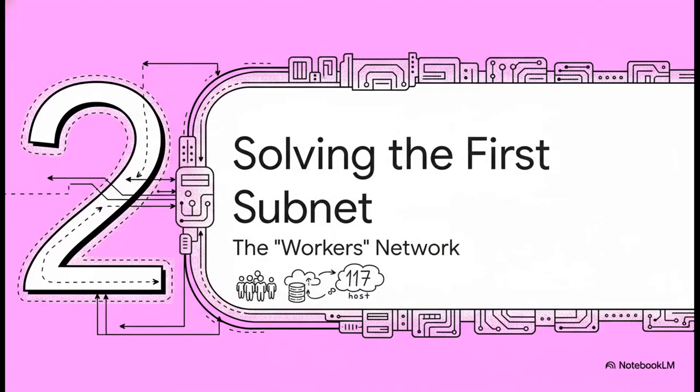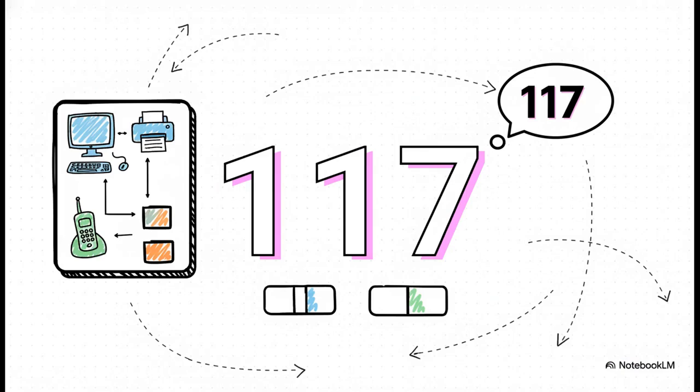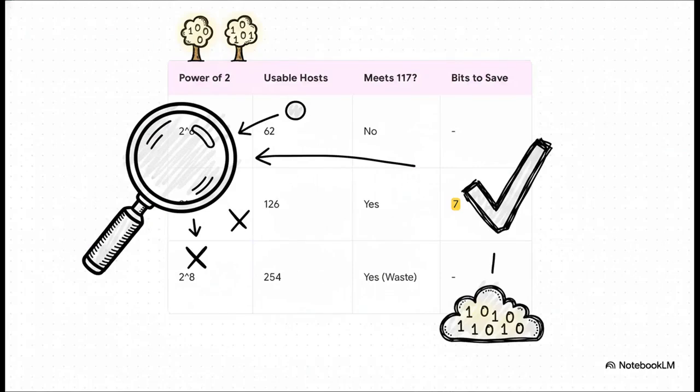Following our golden rule, we have to start at the top of the list with the largest requirement, and that is the workers network, which needs space for 117 hosts. So, 117. That's our target number. We need to carve out a chunk of addresses that's big enough for 117 different devices. You know, all their computers, their work phones, the whole shebang. So how do we find the right size for that chunk?